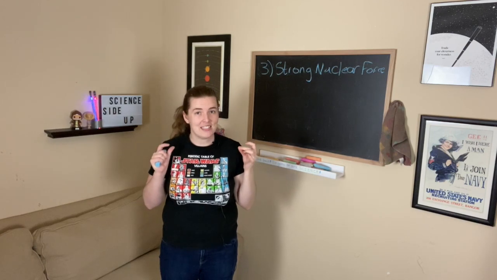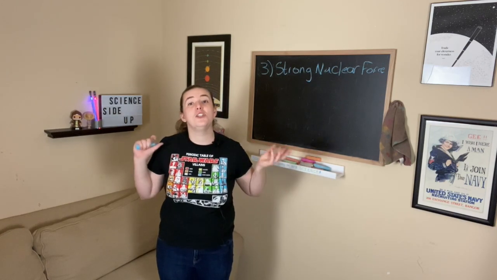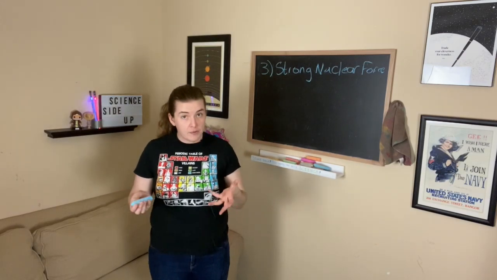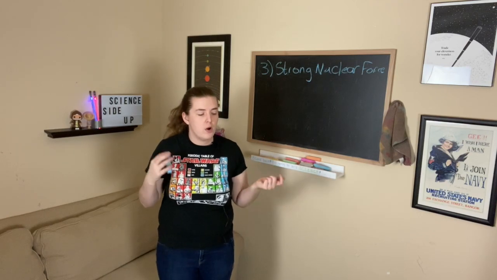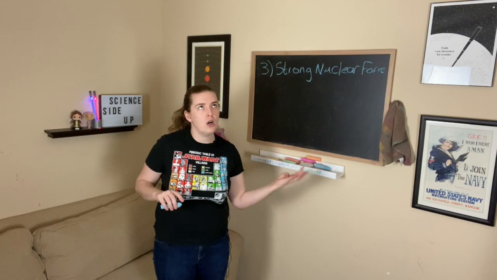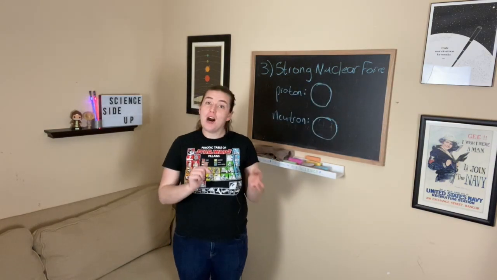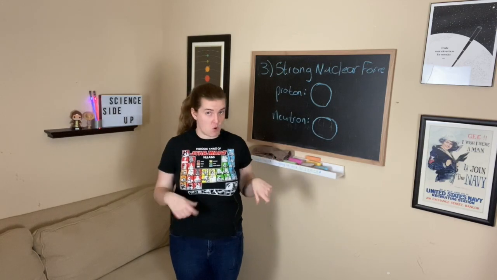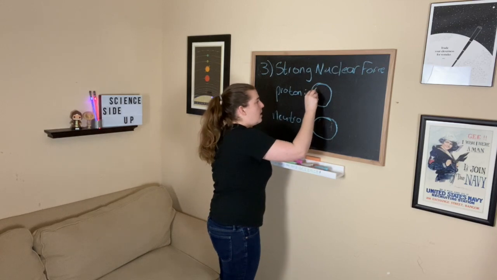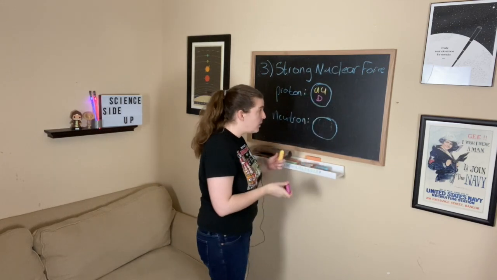So quarks are things that are smaller than neutrons and protons. In fact, neutrons and protons are made up of quarks, specifically up and down quarks. Quarks come in 6 flavors: up, down, strange, charm, top, and bottom. A proton is made of 2 up quarks and 1 down quark. So up, up, down.